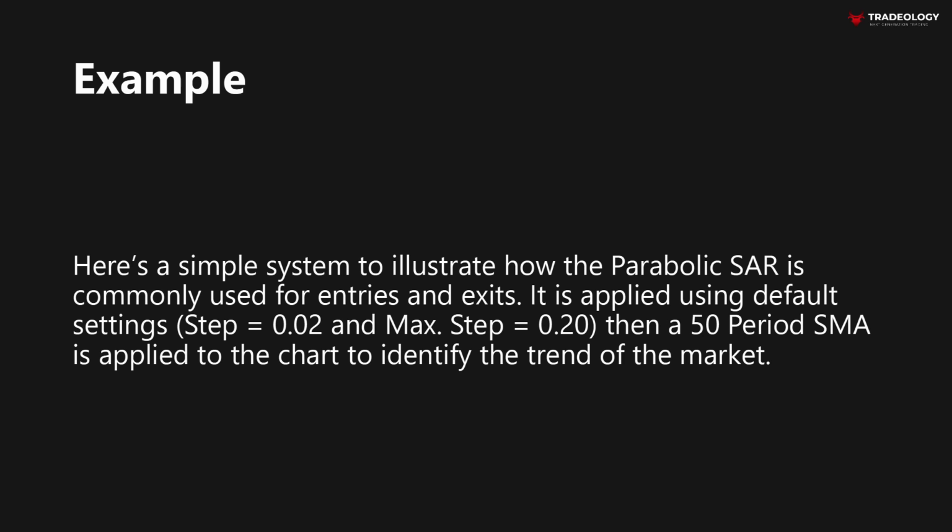So let's now look at an example. Here's a simple system to illustrate how the Parabolic SAR is commonly used for entries and exits. It is applied using default settings. Step is 0.02 and max step is 0.2. Then a 50-period SMA is applied to the chart to identify the trend of the market.